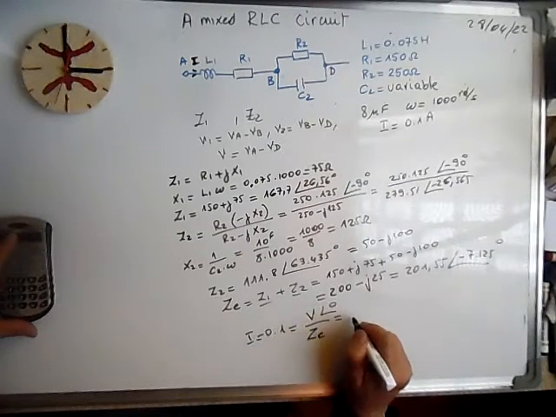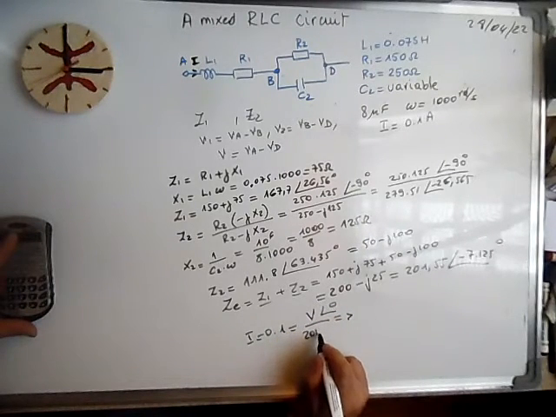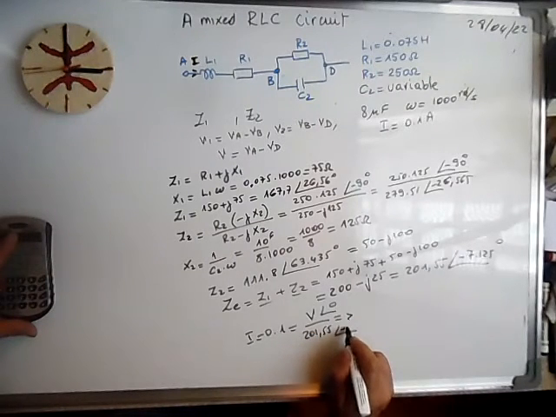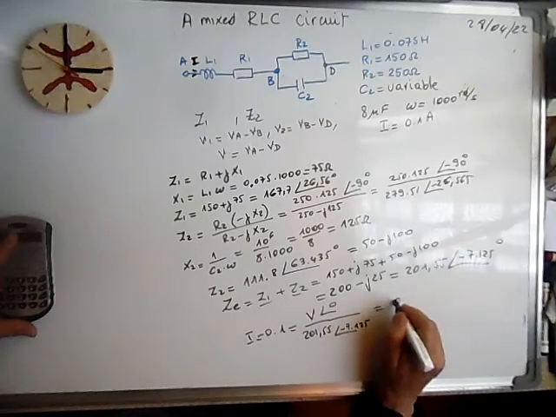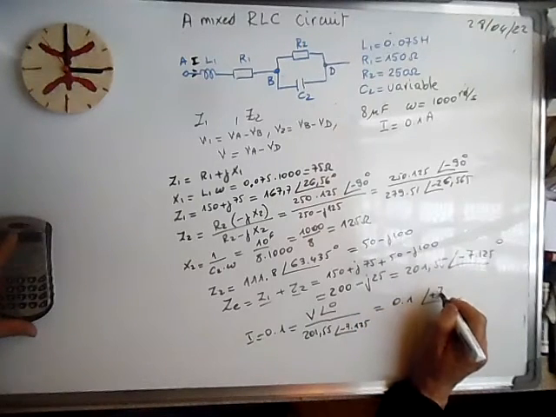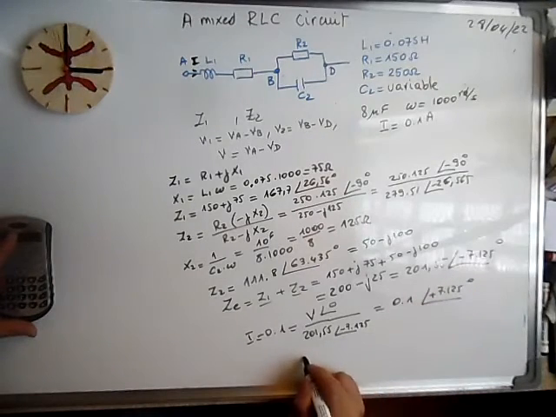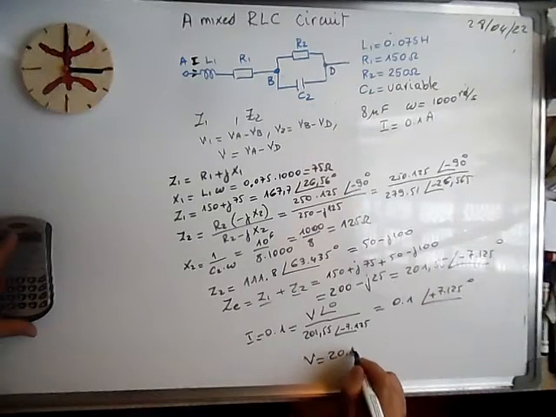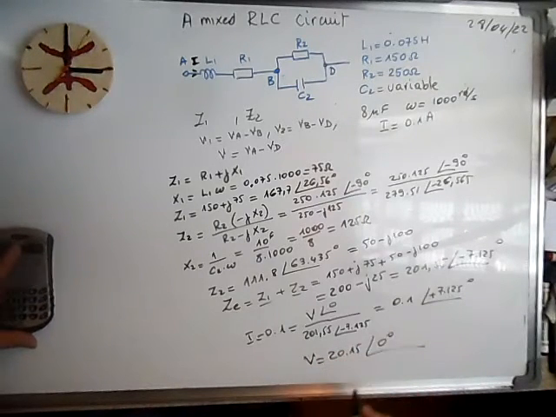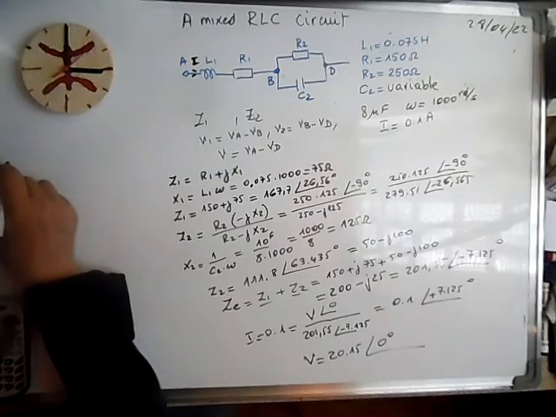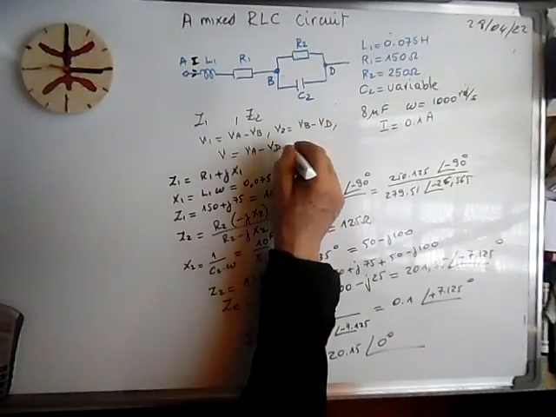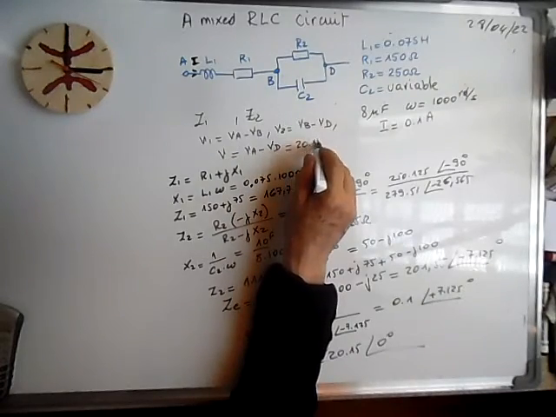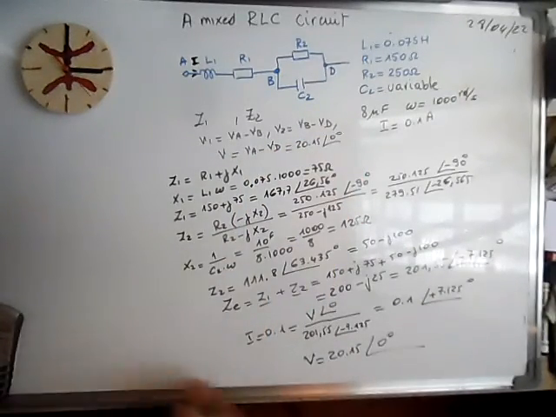From here we can calculate I, which is equal to 0.1, this is equal to V over the equivalent impedance Z, 201.55 with minus 7.125 degrees. So it means the current is 0.1 with plus 7.125 degrees, and V is equal to 20.15 with 0 degrees. So we can now calculate V1 and V2.